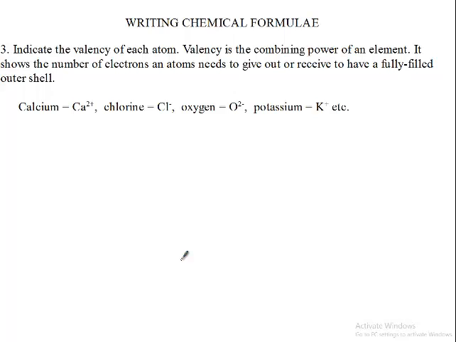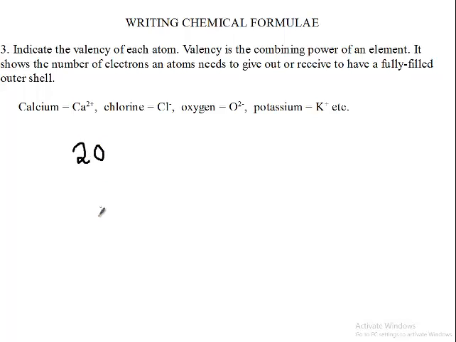of ice cold beer. Now the third one is indicate the valency of each atom. When we say the valency, we're talking about the combining power of an element. What does this valency, what does this combining power, what do they all talk about? It just shows the number of electrons an atom would need to give out or receive to have a fully filled outer shell.